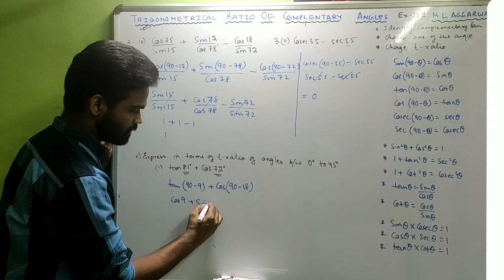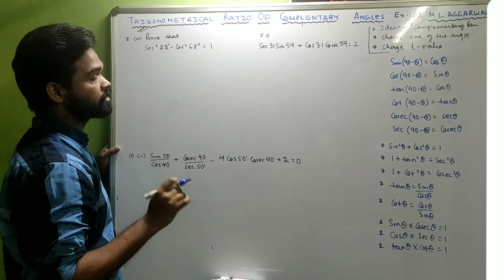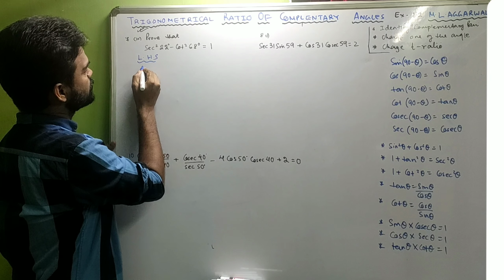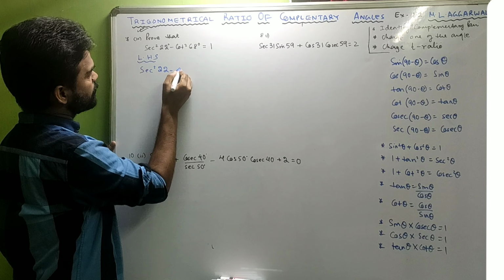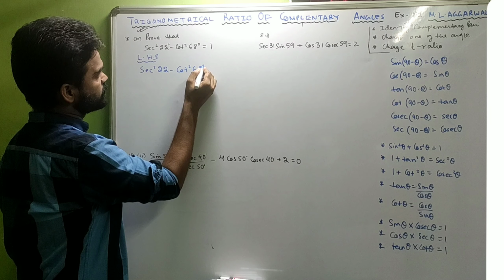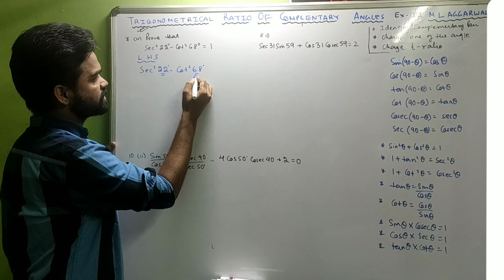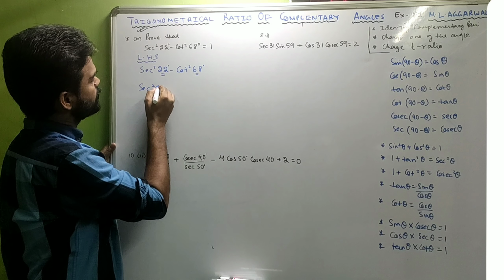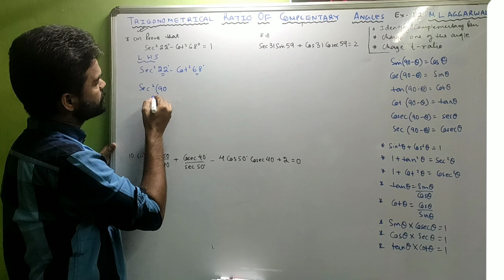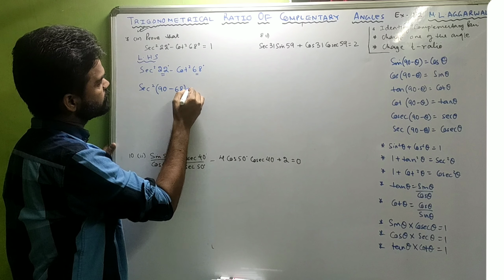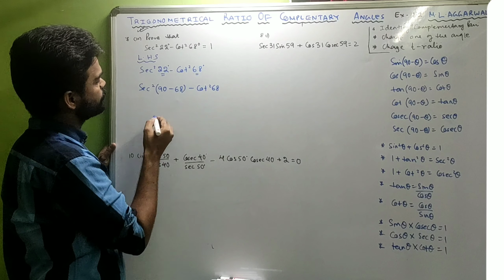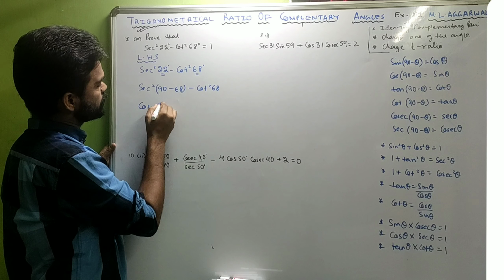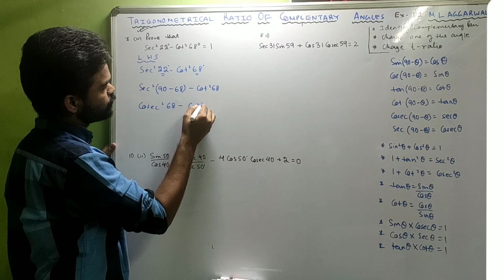Now look at 7 part 3. Prove that sec square 22 degree minus cot square 68 degree equals 1. Take left hand side. Sec square 22 minus cot square 68 degree. Now 22 and 68 are a complementary pair. I'll change one of the angles. So I'll write sec square 90 minus 68, isn't it? Minus cot square 68. Sec 90 minus theta is cosec. So this will be cosec square 68 minus cot square 68.